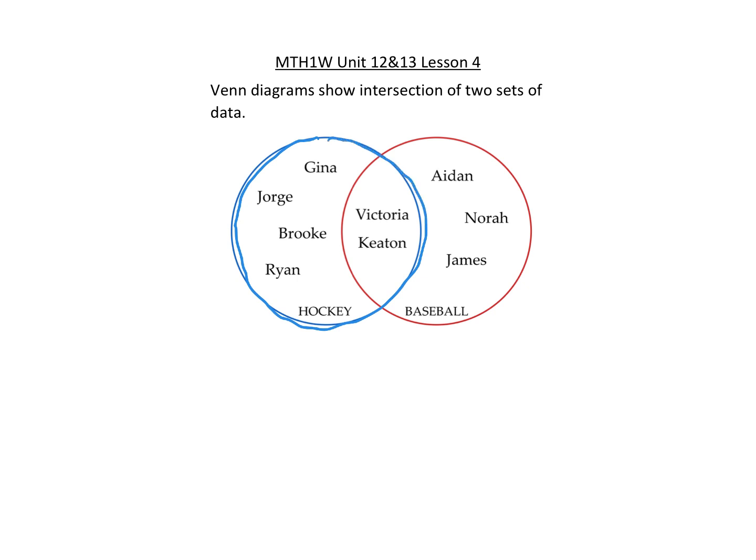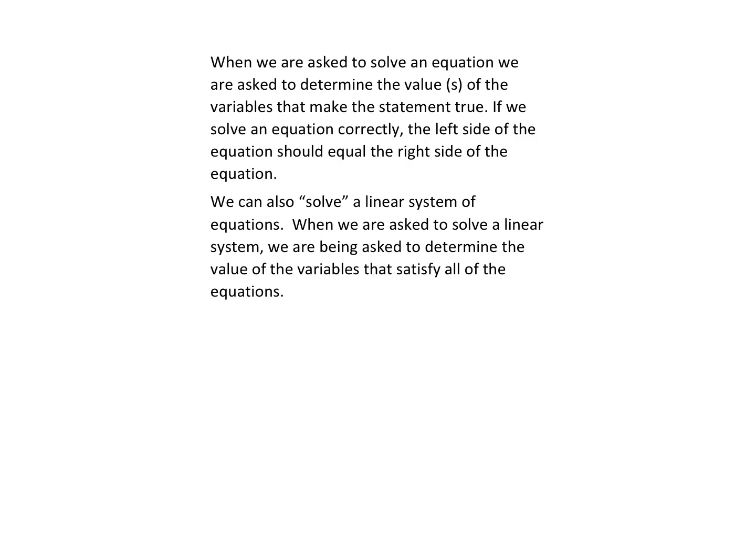And then we have a red circle, which are the people that play baseball. In this red circle, we have Aiden, Victoria, Keaton, Nora, and James. But then we have an overlap of these two circles, and that section is the people that play both sports. So Victoria and Keaton play both hockey and baseball. This is an intersection of the two data sets where we're looking for that overlapping data. And we can do that graphically.